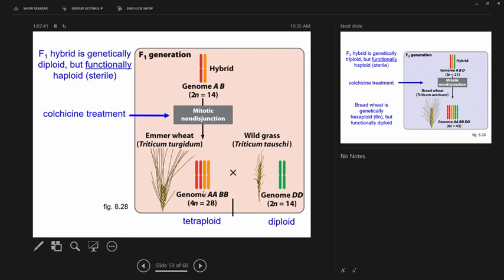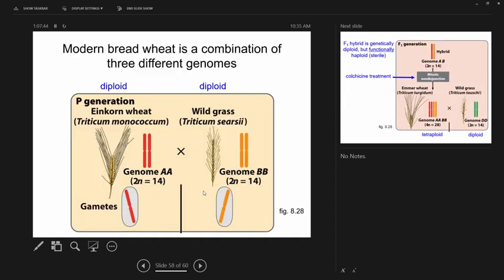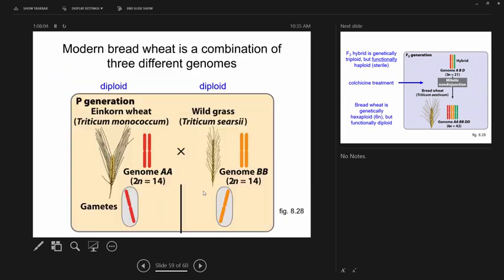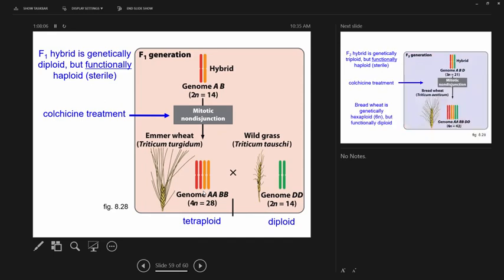There's 7 chromosomes from the einkorn and 7 chromosomes from the wild grass, so there's 14 total, but they don't match because the arrangement of genes has changed over evolutionary time. Then you take this hybrid, which is going to be sterile, and early on you treat it with colchicine like we've talked about, double it up, and now you have another one, emmer wheat, which is also available in Whole Foods and Bob's Red Mill and all those little things you can get at Publix.